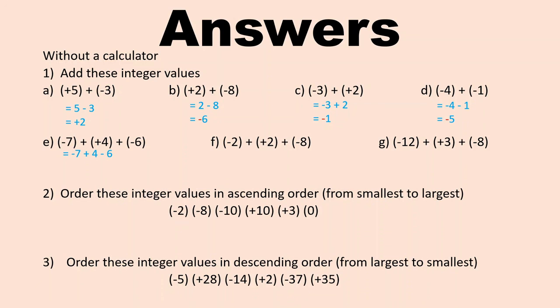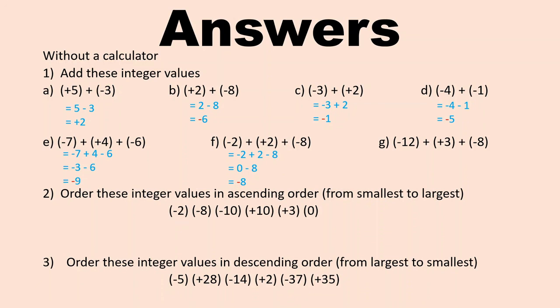Question E, that's negative 7 plus 4 minus 6. Starting with the first two terms, negative 7 plus 4 will still be negative. That's negative 3 minus 6. And if I start at negative 3 and I subtract 6 from that, again, it's just going to get more negative. That's negative 9. Question F, negative 2 plus 2 minus 8. The negative 2 plus 2 will just make 0. So that's 0 minus 8, which of course will be negative 8.